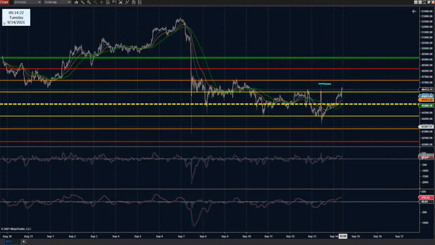Obvious zone of resistance is going to be the top of that overall back and forth that happened. It also lines up with 47,000. And if we go backward, there's a very big amount of resistance built up at that previous zone, just a little bit above it. 47,200-ish.